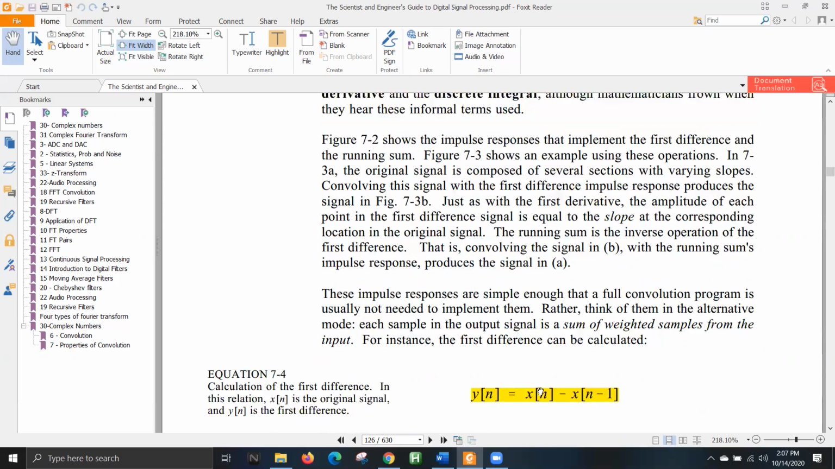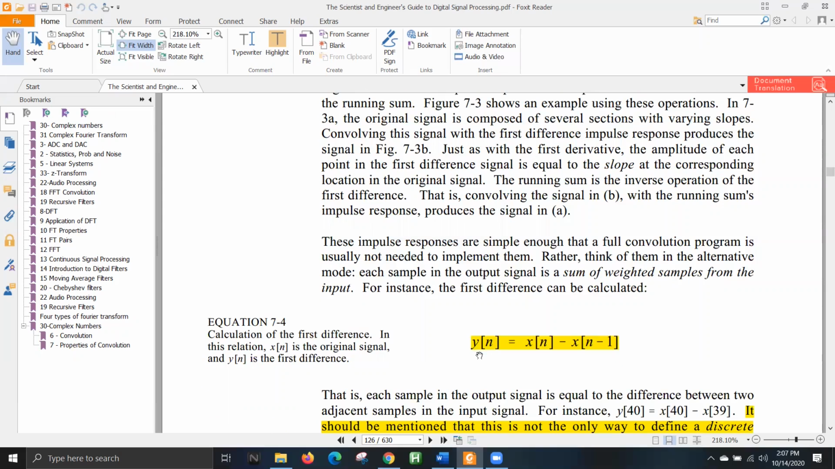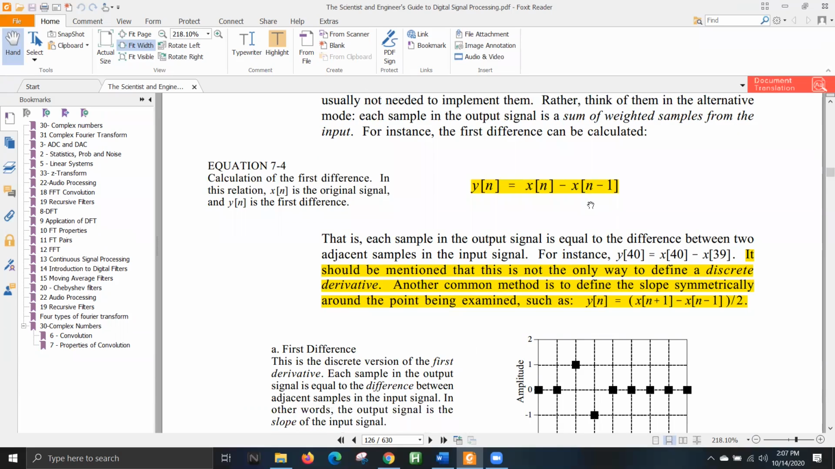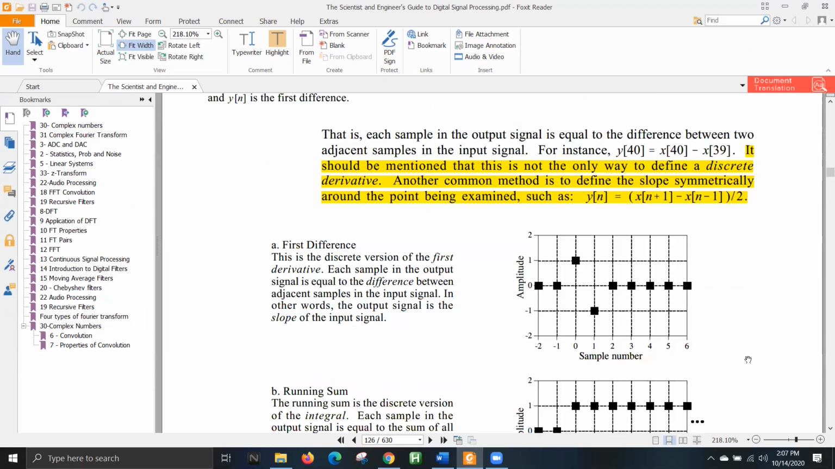These two are expressed in mathematical form in this way. This is the first difference: y[n] is calculated as x[n] minus x[n minus 1]. There is also another method to calculate the first derivative, which is y[n] equals x[n plus 1] minus x[n minus 1], divided by 2. This one takes the midpoint into account, while the other takes only the current point and the previous point into account. This one uses the next and previous points.